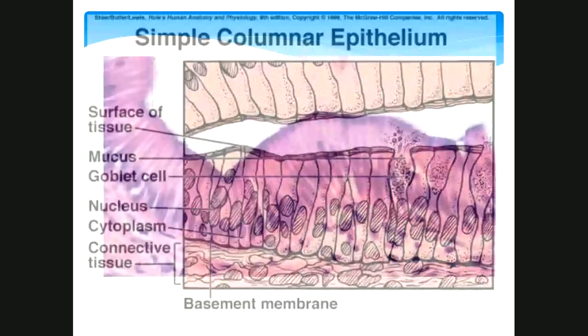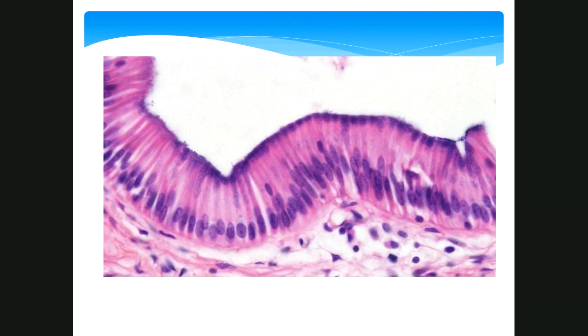So here is simple columnar. Again, look how tall and skinny these cells are. So here's a cell right here. See how skinny it is. Here's our apical surface up here. There's the basement membrane, that purple line right there, and you can see it fairly well. So this is our tissue. And again, tall, skinny cells with a nucleus down at the bottom. So, simple columnar.